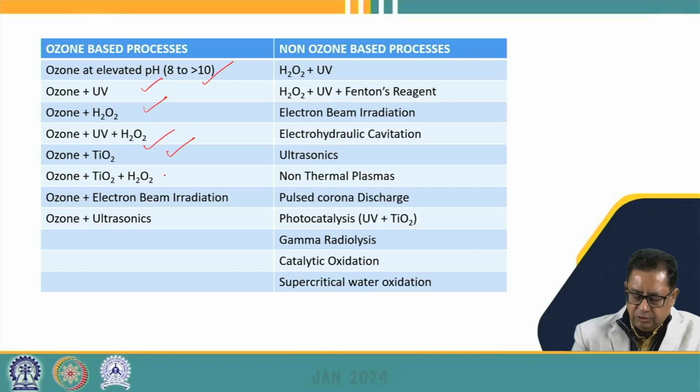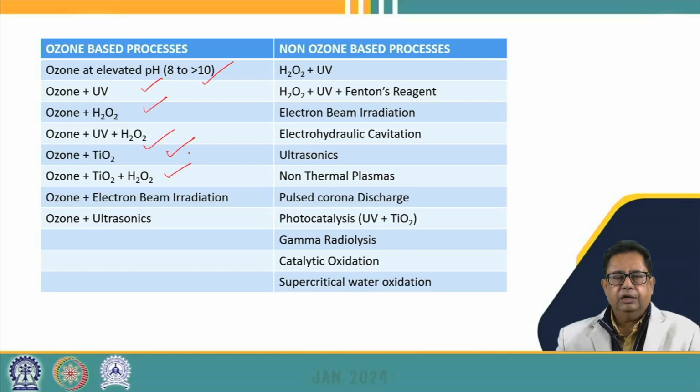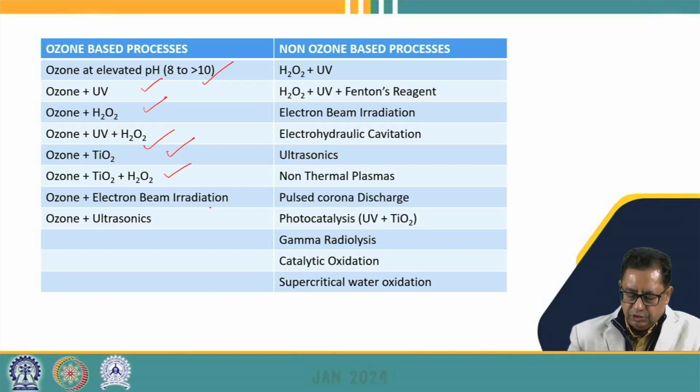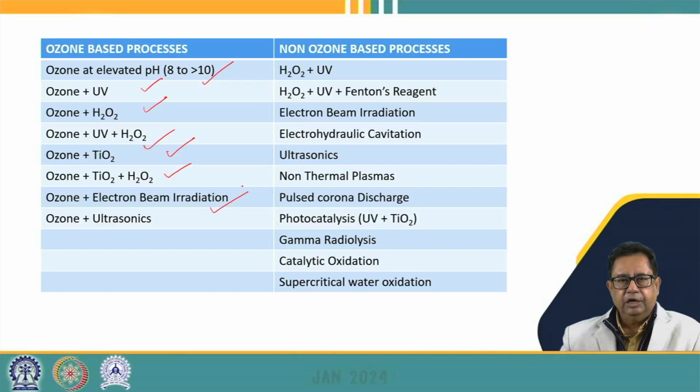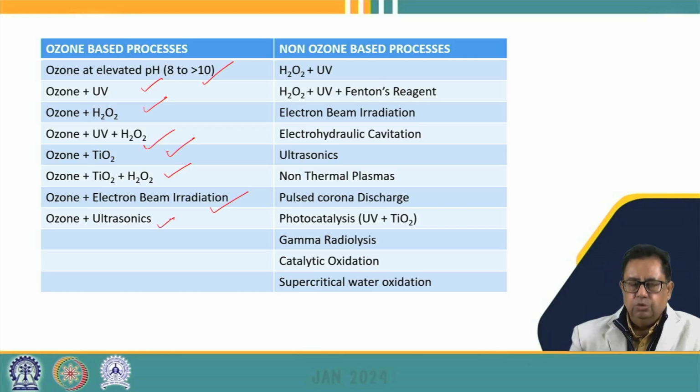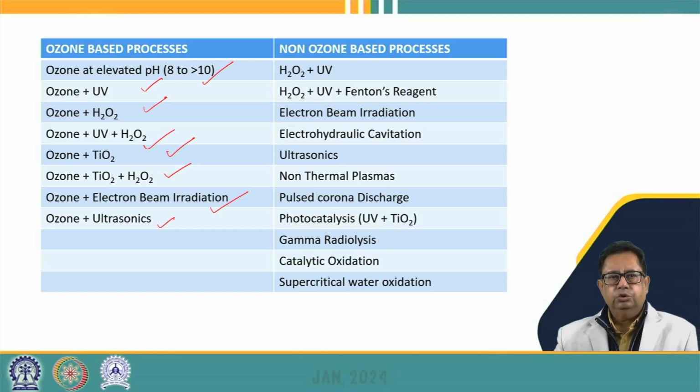Similarly, we can combine the ozone, titanium dioxide and H2O2, and we can also have the combination of ozone and electron beam irradiation, which can also be used for the enhancement of the •OH radicals. Similarly, ultrasonics can be used in combination with the ozone so that the production of •OH radicals can be enhanced and we can enhance the efficiency of the degradation.